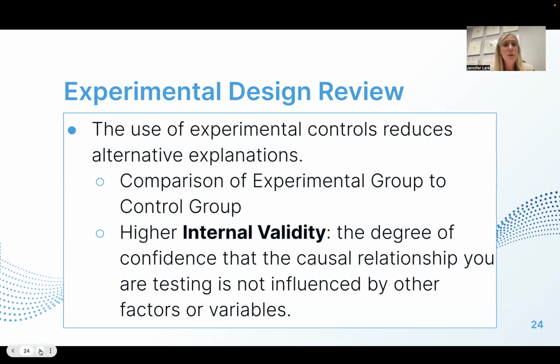Okay, the use of experimental controls reduces alternative explanations, especially because we can compare our experimental group to a control group. And this allows for high internal validity. So internal validity is the degree of confidence we have that the causal relationship we're testing is not influenced by any other factors or variables. We get to claim that high internal validity again because we're controlling for all of those potential confounding variables, and we're really isolating the impact of the independent variable on the dependent variable.